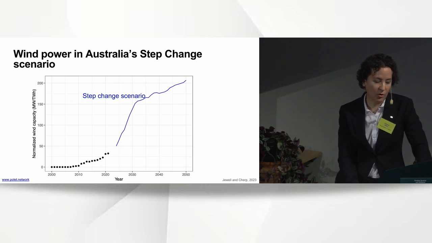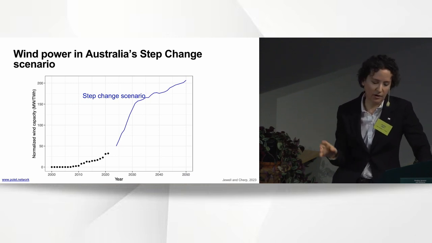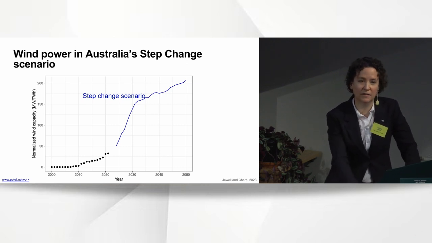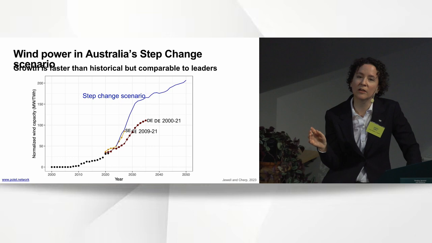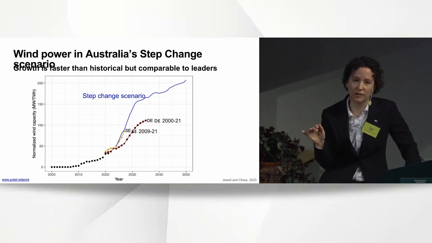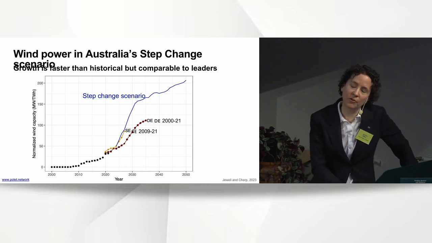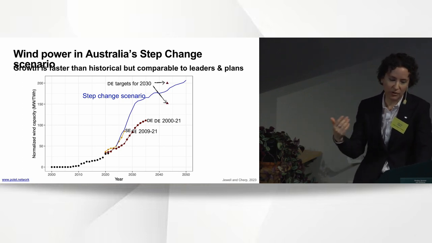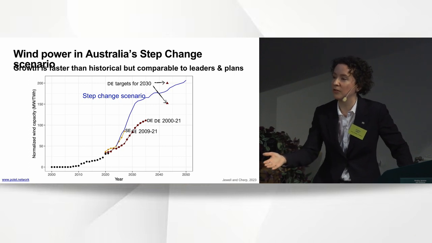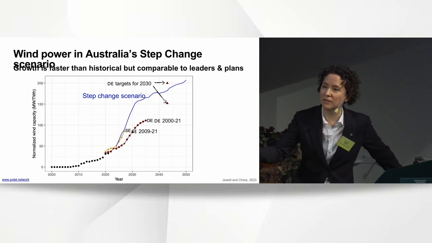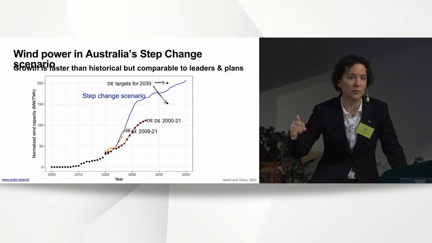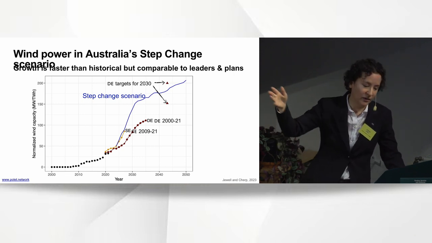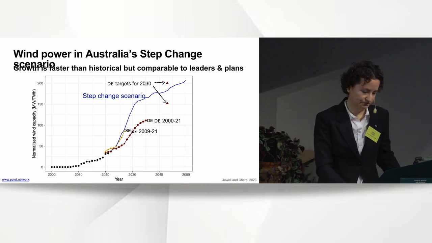So this is the growth of wind power in this scenario. And what we did was we said, OK, well, let's look at the fastest growing countries and compare it to what needs to happen in Australia. And also what the most ambitious countries plan for wind power. And so rather than returning with a yes or no answer, yes, it's feasible, or no, it's not, we said, yes, it's feasible if Australia can put as much energy and effort into growing wind as Sweden and Germany have.